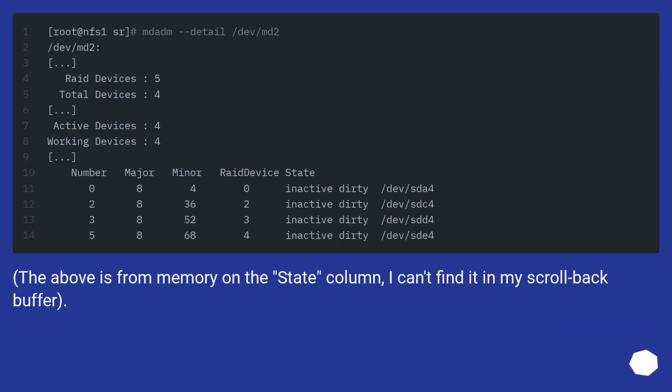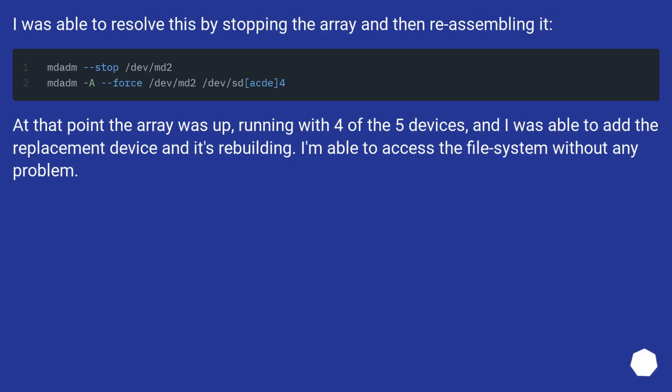The above is from memory on the state column. I can't find it in my scrollback buffer. I was able to resolve this by stopping the array and then reassembling it. At that point the array was up, running with 4 of the 5 devices, and I was able to add the replacement device and it's rebuilding. I'm able to access the file system without any problem.